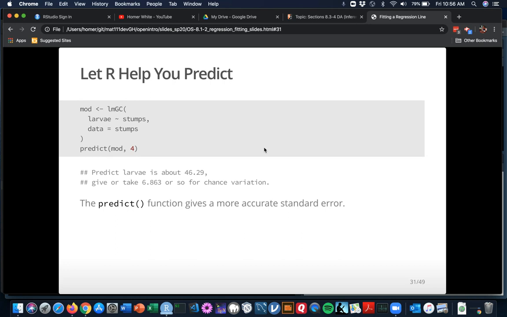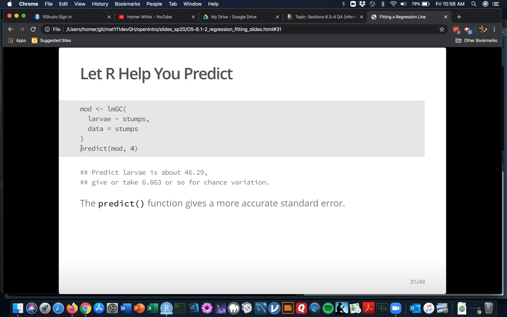Now you can actually get a little better idea of the give or take figure, because there's stat theory that helps you know that the give or take figure actually isn't the same for every value of stumps. It varies from value to value. So to get it, you can actually do lmGC, but go ahead and store the results in a variable. I'll just call it mod for model.